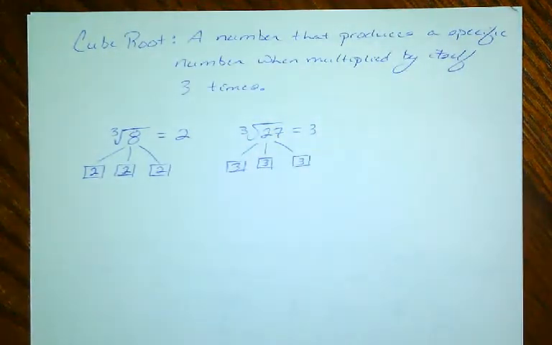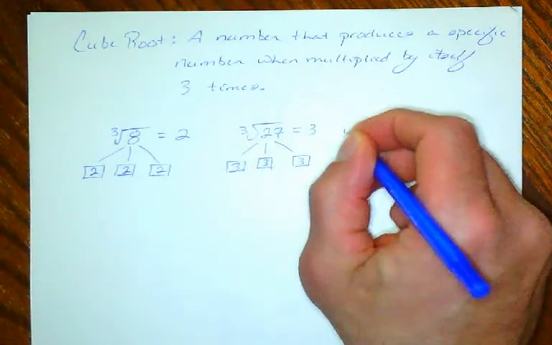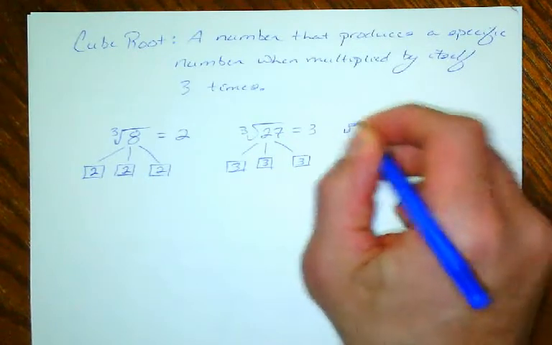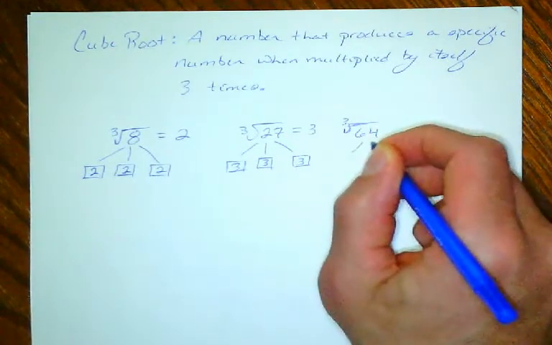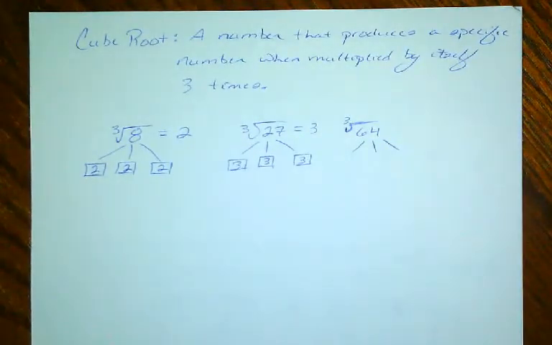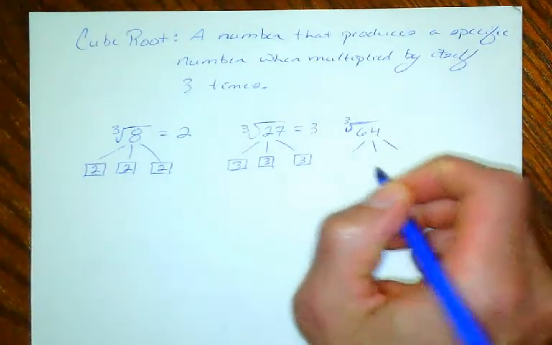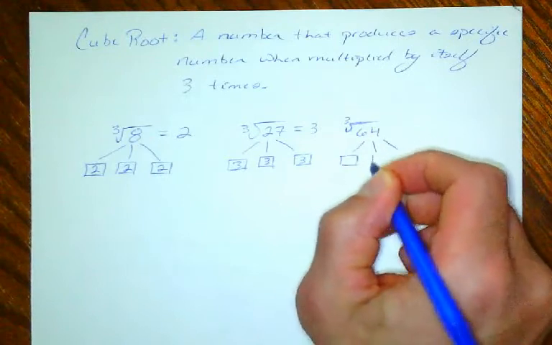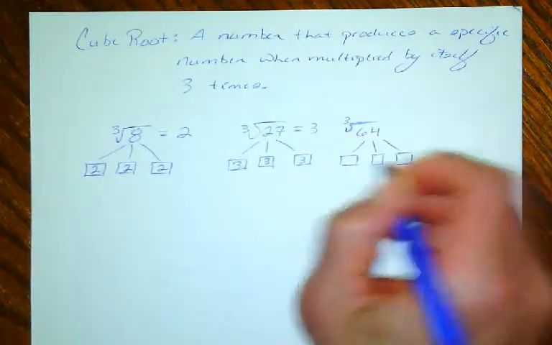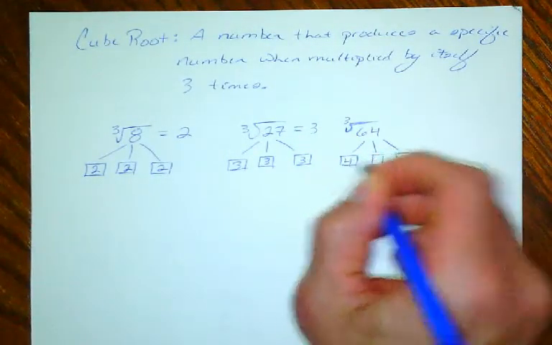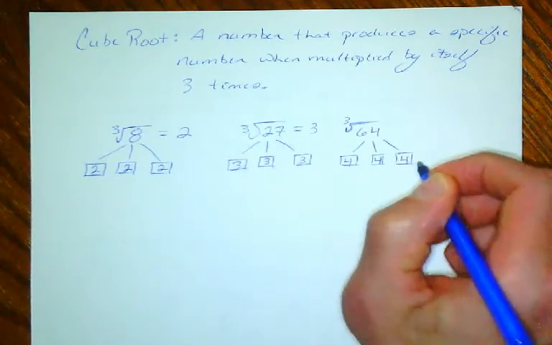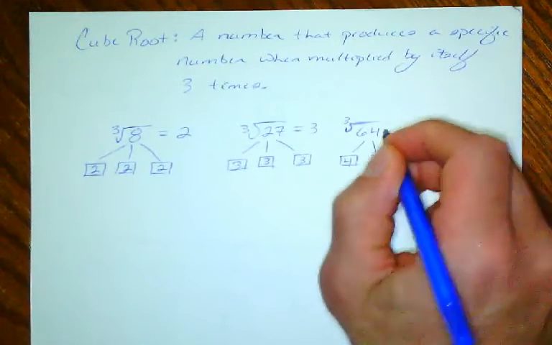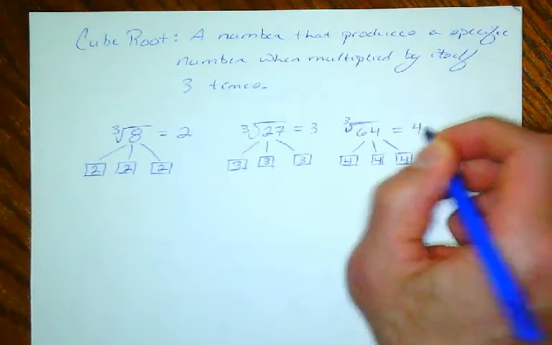All right, let's go another one. What's the cubed root of 64? If you guys haven't noticed my pattern yet. All right, well, what number times itself 3 times equals 64? Well, let's try 4. 4 times 4 is 16. Times another 4 takes us up to 64. So the cubed root of 64 is 4.